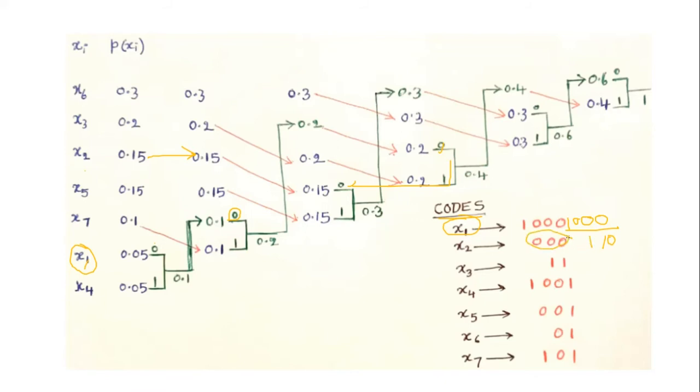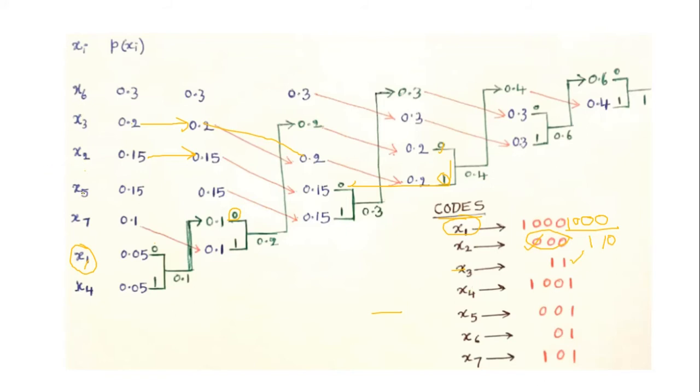I think this has some problem here. Suppose for code 3, you can try according to the tree given here. For x3, 0.2 is coming like this, follow this way, we get to 1 1 1. This is right, 1 1 is the source code for x3.